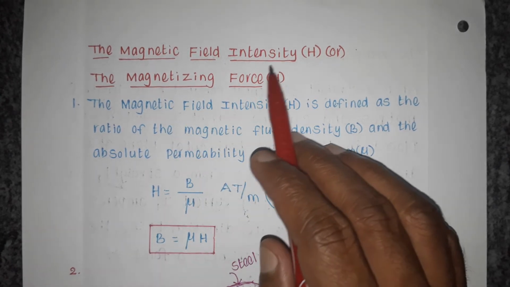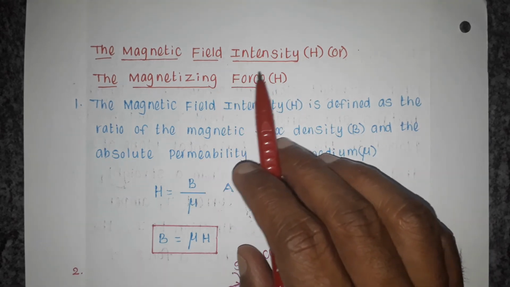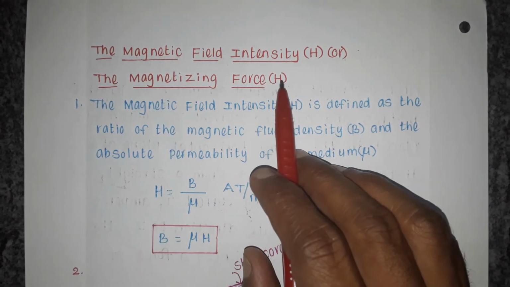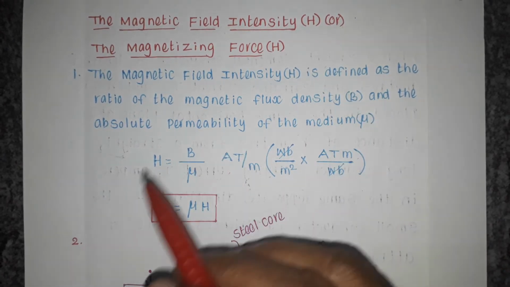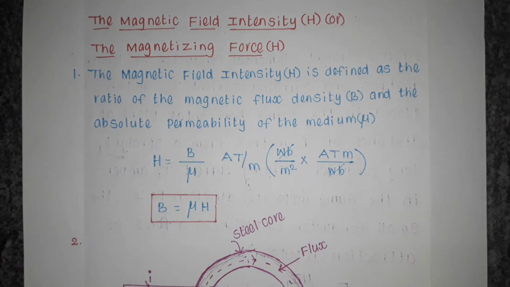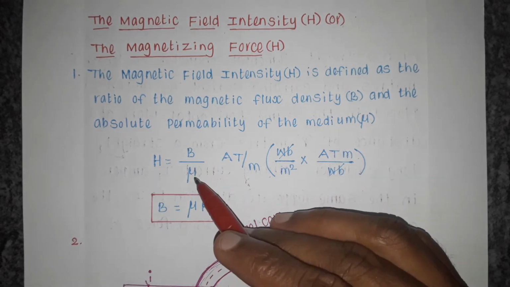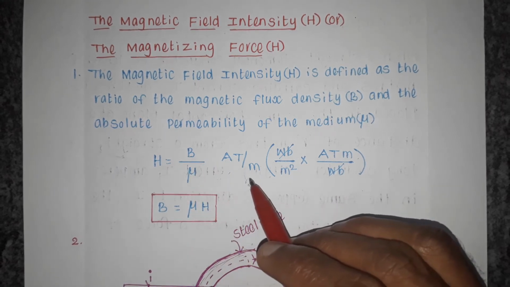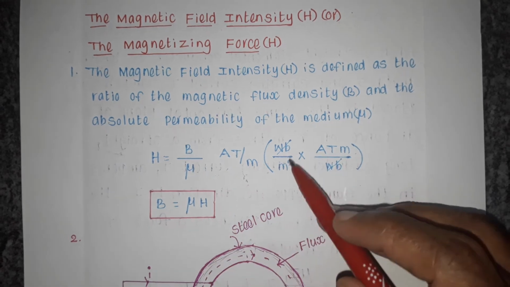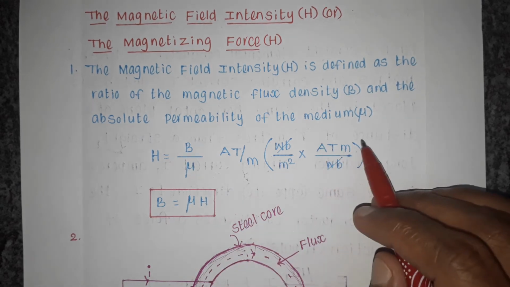The magnetic field intensity, denoted with H, or the other name for it, the magnetizing force H. So the magnetic field intensity H is defined as the ratio of the magnetic flux density B and the absolute permeability of the medium mu. So H is equal to the ratio between B and mu, B by mu. Here the unit comes as ampere turn per meter, because for B the unit is Weber per meter square, and for mu the unit is Weber per ampere turn meter.